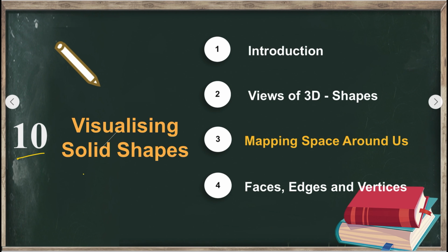The chapter number 10, visualizing solid shapes, is divided into a total of 4 subtopics, out of which we have already covered the first 2 subtopics in the previous session. In this particular session, we'll be looking at the mapping of the space around us. Based on this, we have exercise 10.2. So let's move to exercise 10.2 now.